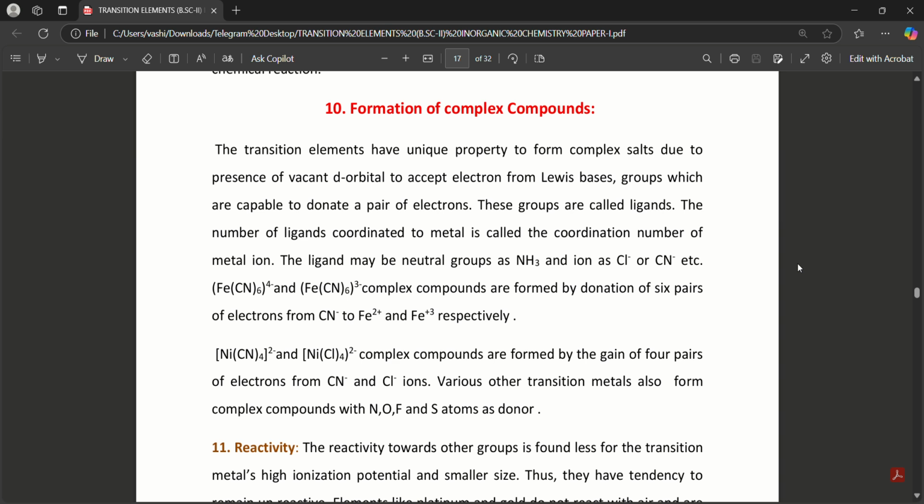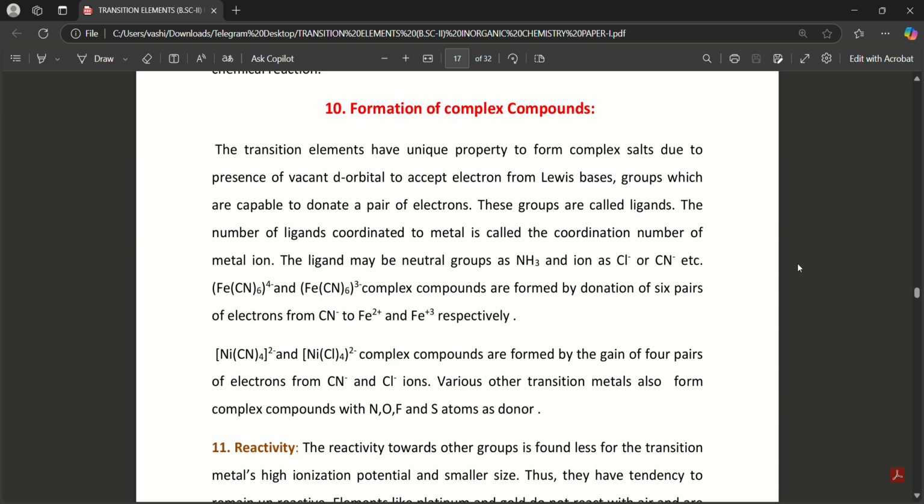Formation of complex compounds. The transition elements have a unique property to form complex salts due to the presence of vacant d orbitals to accept electrons from Lewis base groups which are capable of donating a pair of electrons. These groups are called ligands. The number of ligands coordinated to the metal is called the coordination number of the metal ion. The ligand may be neutral groups such as NH3 or ions such as Cl negative or CN negative, etc.